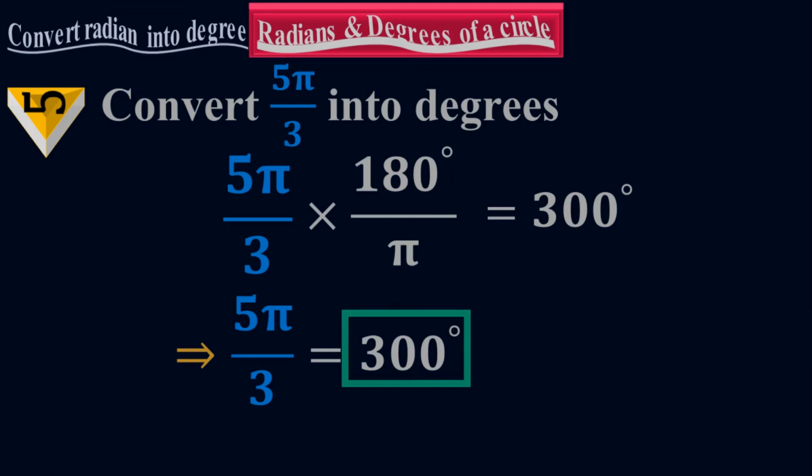And that's all about converting from radians into degrees. We have learned how to convert from degrees into radians, and also how to convert from radians into degrees.